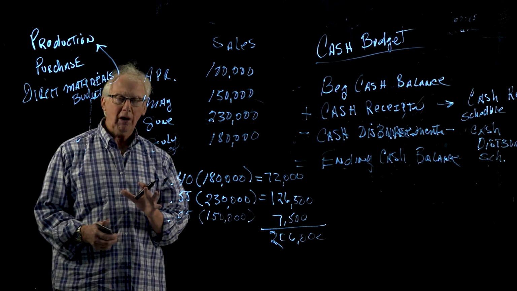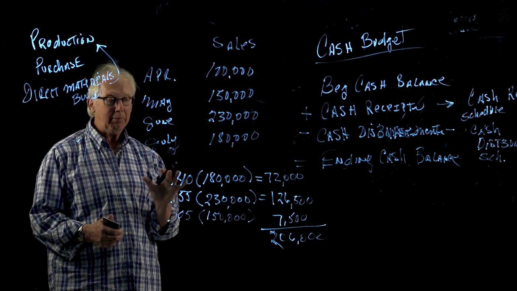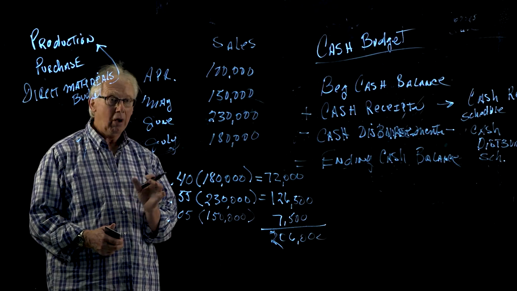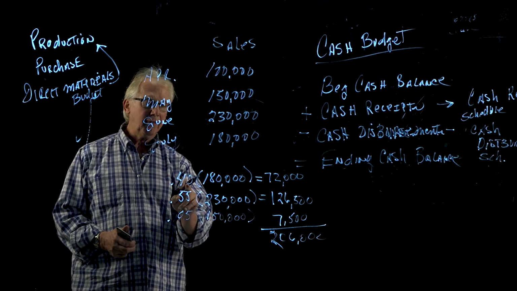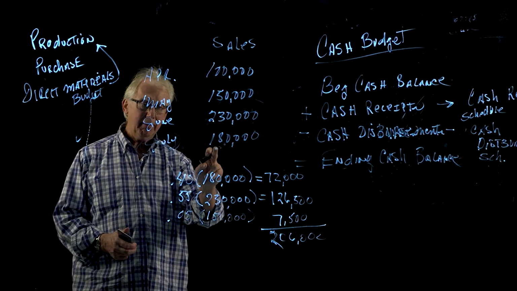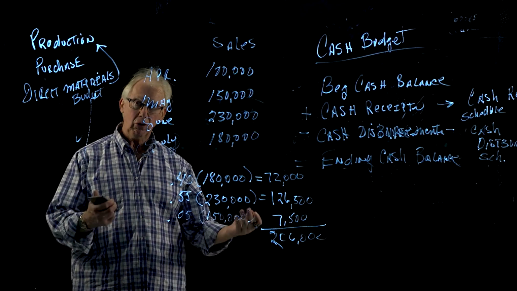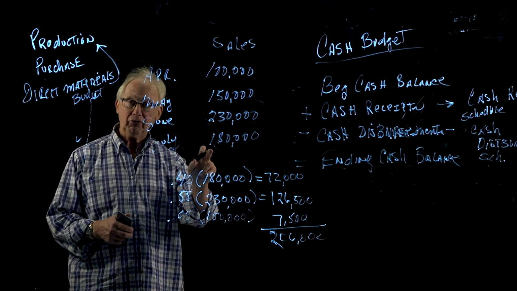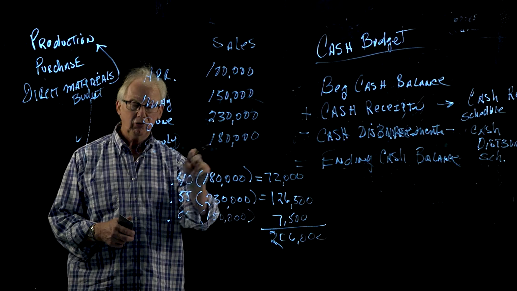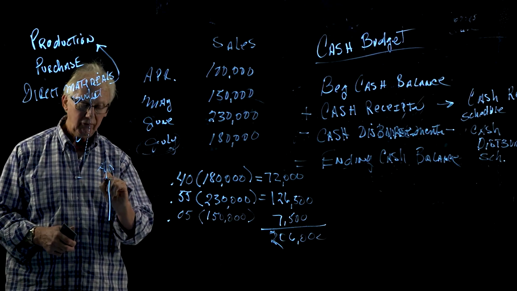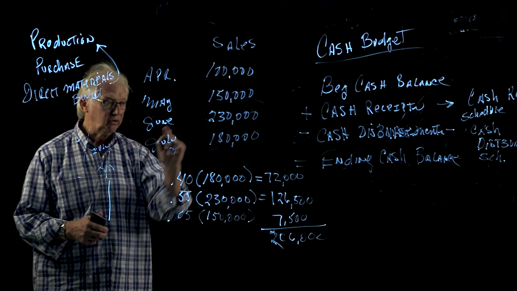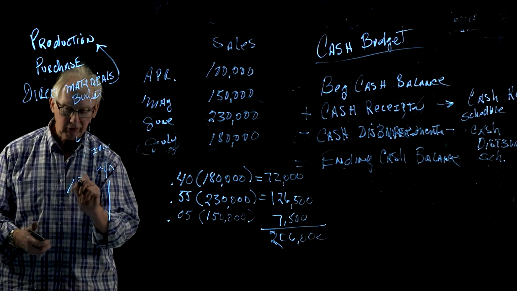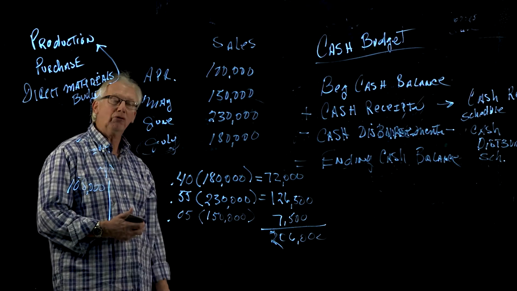Now, one of the other questions on the exam might be, what would be the accounts receivable balance July 31st? Well, let's look at July. If we're collecting 40% of July's sales in July, what else is owed to us? For one thing, 60% of July's sales would still be owed to us. So for accounts receivable for July, I would take 60% of 180,000, and that's 108,000. That's what's still owed to us.